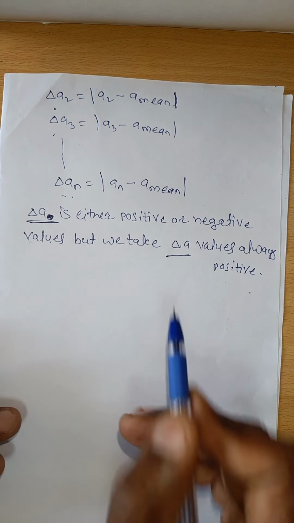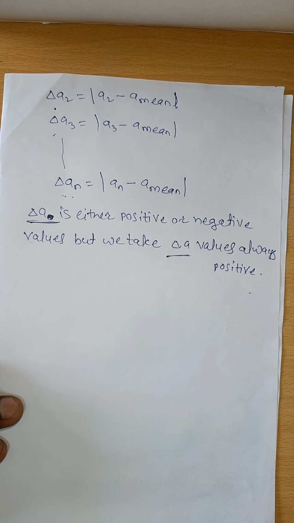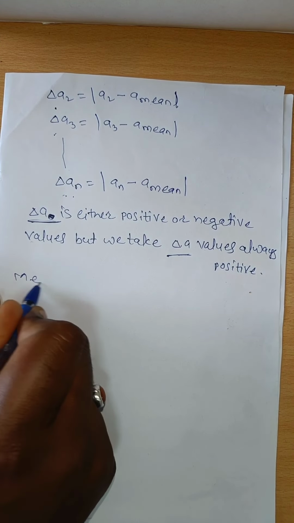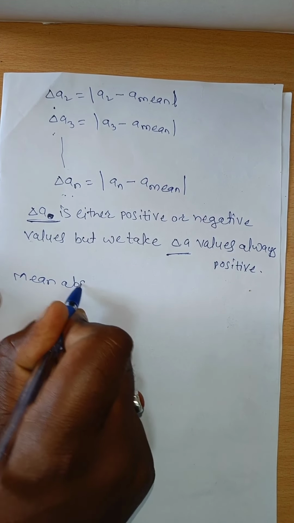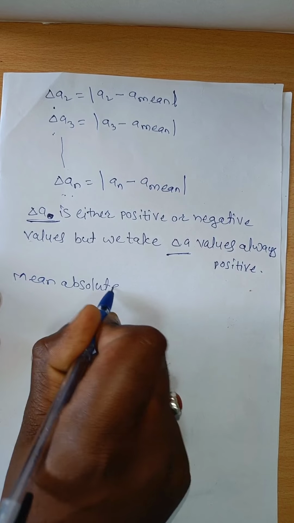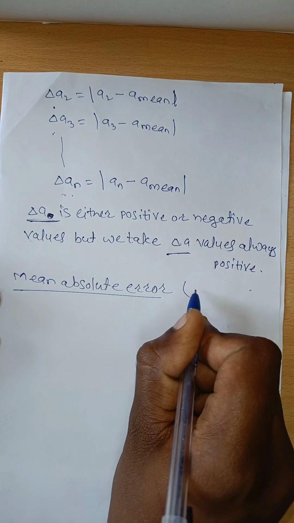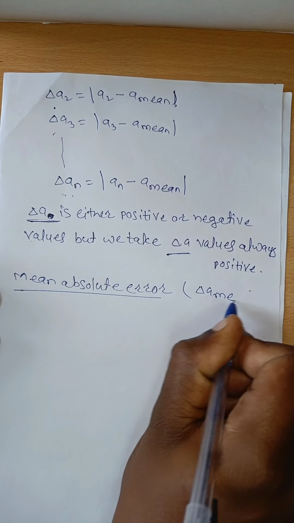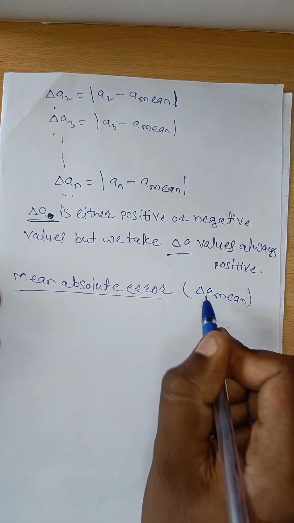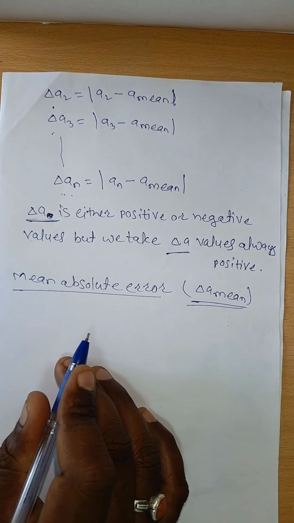Meaning, we have to take delta A always as a positive value, that is absolute error values. Now these are the absolute error. Next, mean absolute error, and it is denoted as delta A mean.